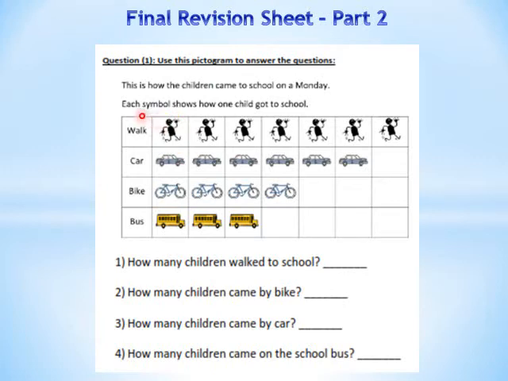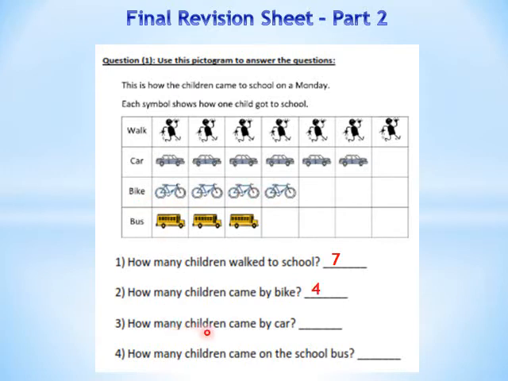Let's see. Each symbol shows how one child got to school. So my key here is 1. Okay. How many children walked to school? Where is walk, walk, walk? Yes, let's count. 1, 2, 3, 4, 5, 6, 7. So 7 children walked to school. How many children came by bike? Here bike, 1, 2, 3, 4. So 4 children came by bike.